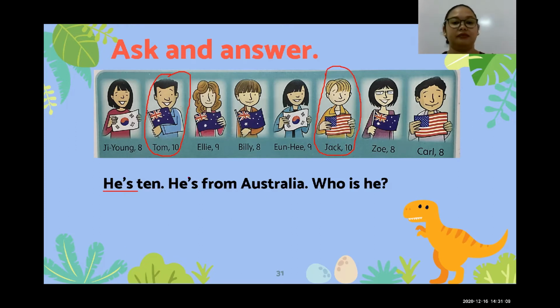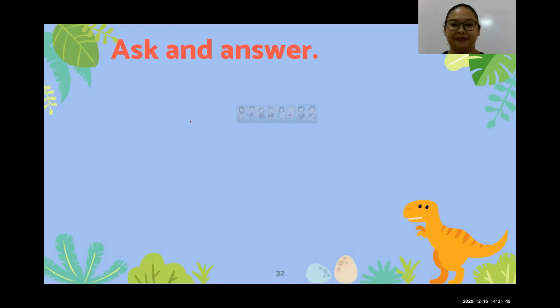Now, he's 10. He's from Australia. Now, let's look at the picture. We have here Jack, 10 years old. Tom, 10 years old. Who's from Australia? Who is he? Is it Jack or is it Tom? Of course, it's not Jack. So we will cross out Jack. And the answer would be Tom. It's Tom.